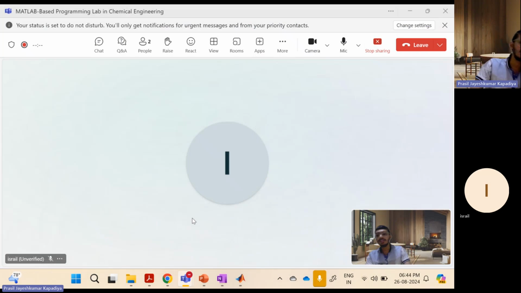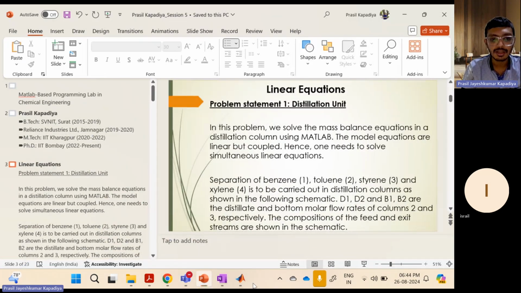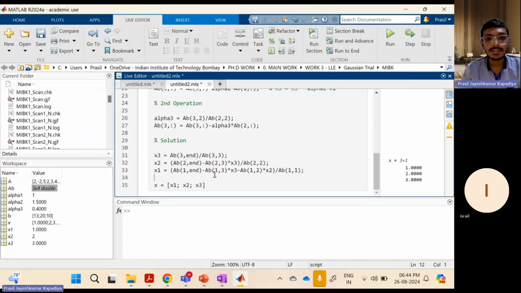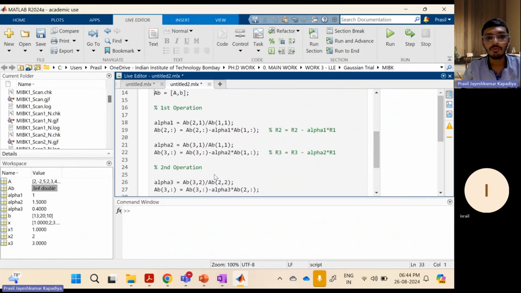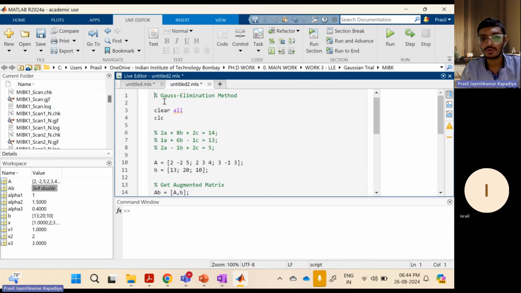I hope this code of the Gauss elimination method is clear. This is just for 3 cross 3. We can simplify it into code for any n cross n matrix. We need to use loops and common terms instead of writing this kind of equations. So this is what we need to do if you want to make general code for the Gauss elimination method, but for at least a 3 cross 3 equation, you can use this code.